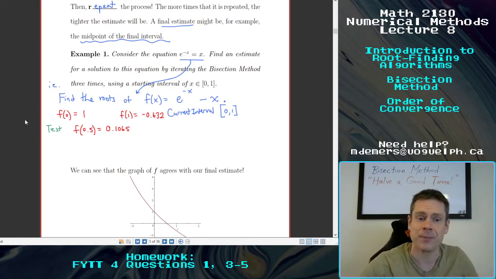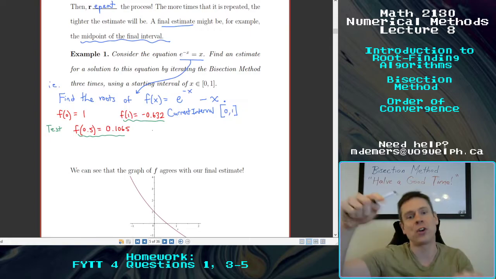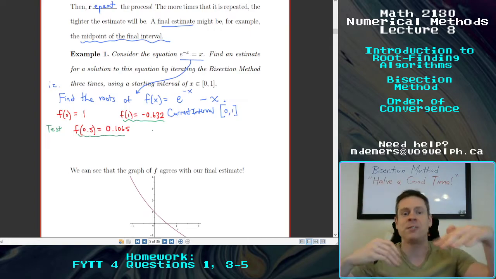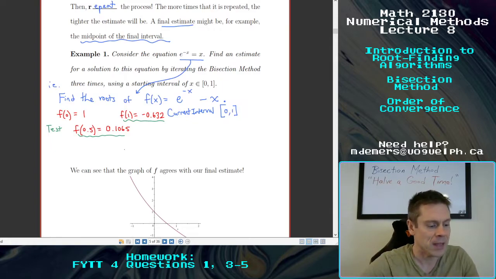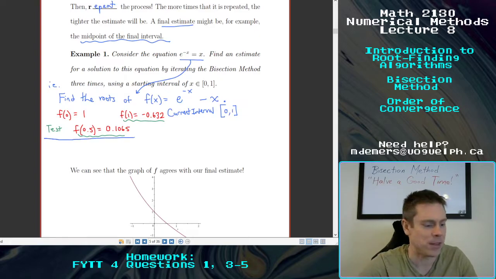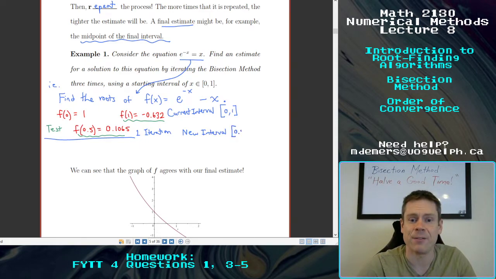And the answer is going to be, well, this one here, 0.1065, and this one here, minus 0.632. Those are on opposite sides of the root because one's positive, one's negative. Okay, so if those are on opposite sides, then those are the ones that I'm underlining. And that's one iteration of bisection method. That produces a new interval, a new interval of 0.5 to 1.